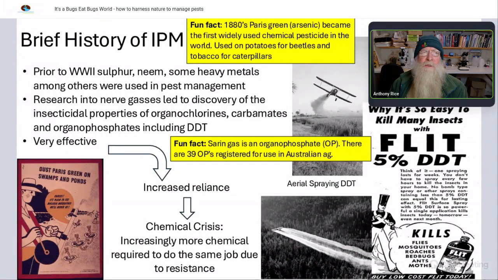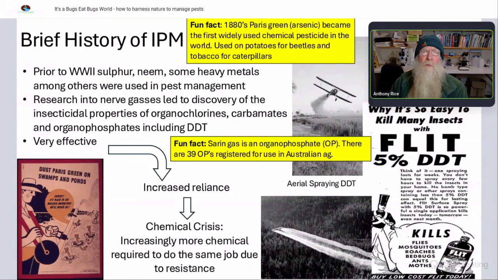So how did we get to where we are now? Prior to World War II, sulfur, neem, some heavy metals and a few botanicals, things like pyrethroids, or actually it was pyrethrum in those days, formed the mainstay of pest management systems, especially on a commercial scale.